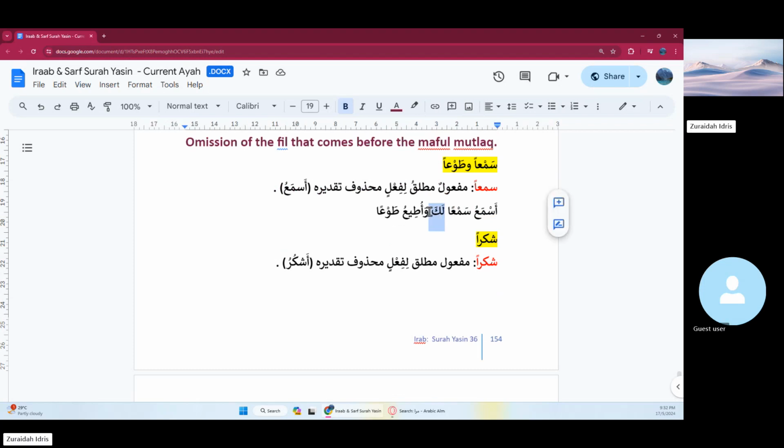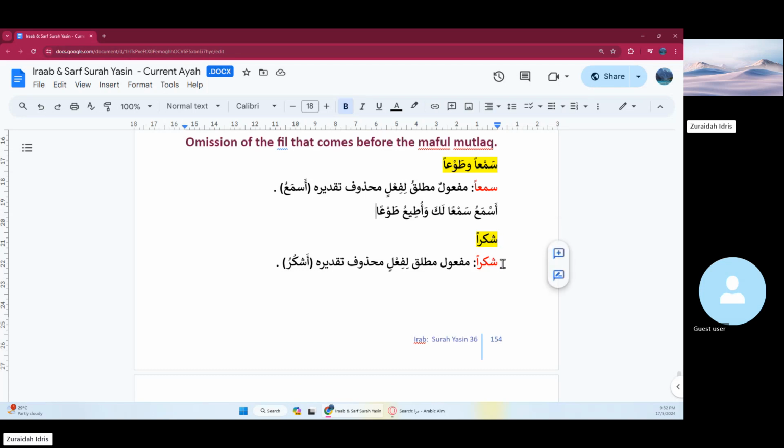This is another thing. Sometimes we need to do one session on prepositions, because it depends on what type of preposition you use. So 'ala, ila, it makes a difference sometimes to the translation. So one day, inshallah, we have to do that as well. There's quite a lot of things that we need to cover, inshallah.